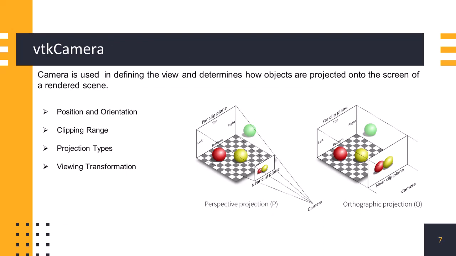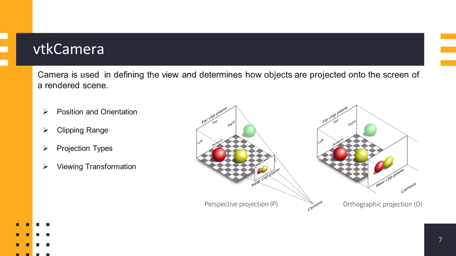VTK uses the VTK Camera class to represent the camera, which is responsible for projecting a three-dimensional scene onto a two-dimensional plane. There are two projection methods in computer graphics. They are orthographic projection and perspective projection. In orthographic projection, also called parallel projection, the light entering the camera is parallel to the projection direction. The viewing volume is defined by near and far clipping planes. Objects in between the near and far clipping planes are visible to the user.